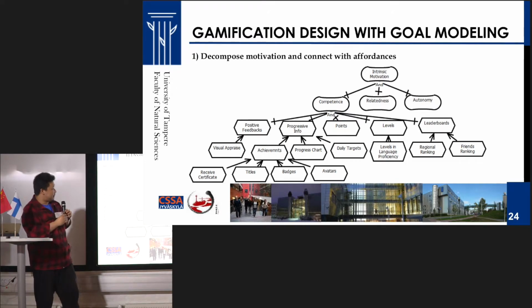This is step 1: you decompose the motivation and connect it with affordances. You want to achieve intrinsic motivation as the ultimate goal of the gamification system, and you decompose that, which gives the sub-goals of intrinsic motivation. You can see competence, relatedness, autonomy. These are the contributors to this motivation, and you just keep decomposing, and we can see titles, badges, avatars, many things contribute to the intrinsic motivation there.